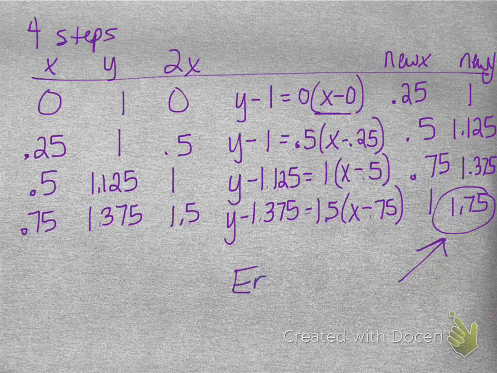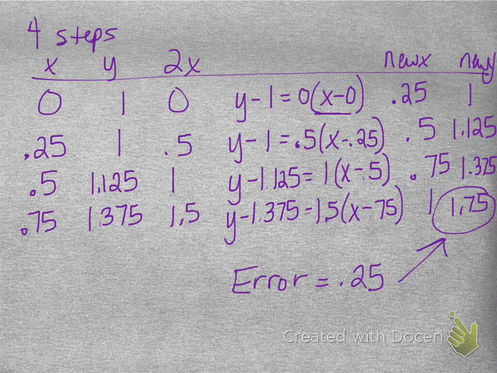The error here is 0.25 because we're 0.25 away from where it's supposed to be. And notice the more steps that you do, the closer you're going to get to getting the correct answer.